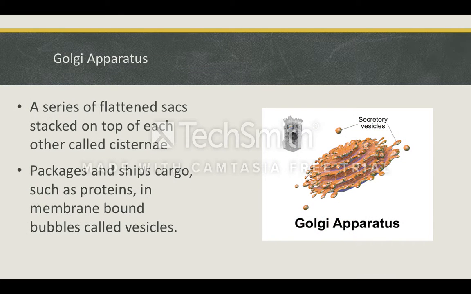Now let's explore the Golgi apparatus, the last organelle that the proteins processed in the rough ER will go through before they are shipped to their final destination. The Golgi is a series of flattened sacs stacked on top of each other like pancakes called cisternae. The function of the Golgi apparatus is to package and ship cargo, such as proteins, in membrane-bound bubbles called vesicles.